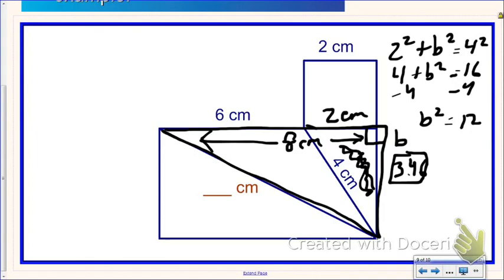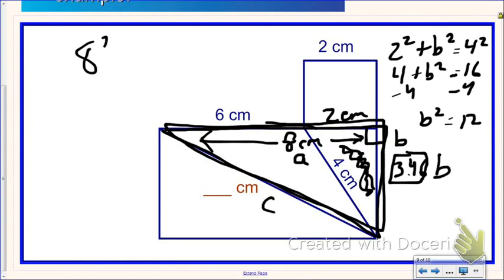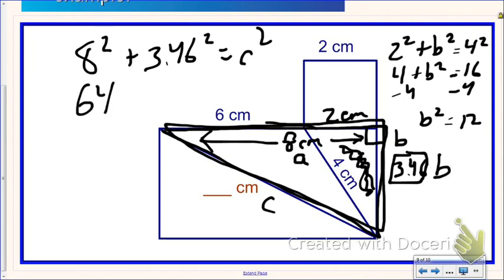Now I can take my larger right triangle, and remember that the top of that one is 8, so we can call that A, and again we'll call the 3.46 B, and we're going to look for C. So I've got 8 squared plus 3.46 squared equals C squared. So it would be 64, and then the 3.46 squared is back to 12 again, so plus 12 equals c squared.